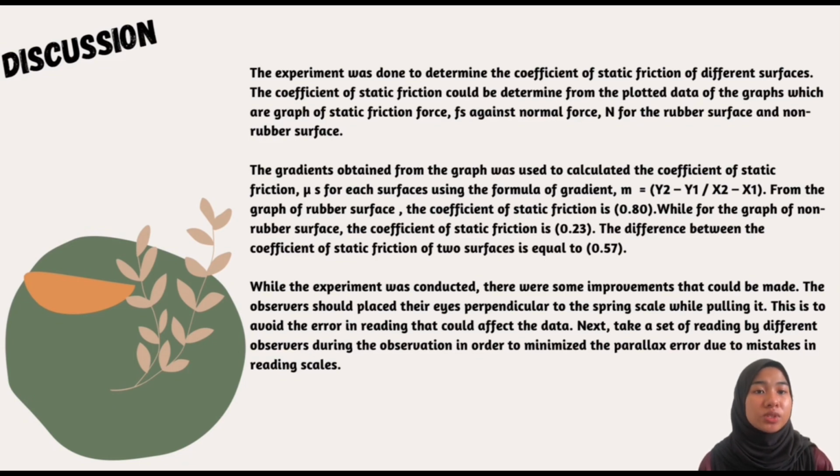While the experiment was conducted, there were some improvements that could be made. The observer should place their eyes perpendicular to the spring scale while pulling it. This is to avoid error in reading that could affect the data. Next, take a set of readings by different observers during the observation in order to minimize the parallax error due to mistakes in reading scales.